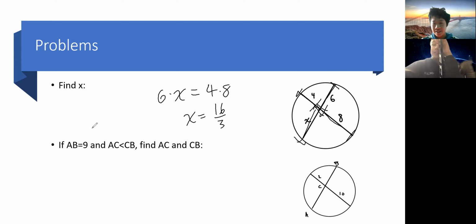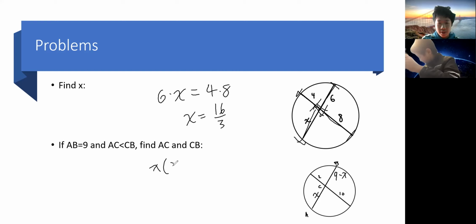Okay. Next one, AB equals 9, and we want to find AC and CB. So you would have to set a variable as x. Let's say AC is x. Then CB has to be 9 minus x, right? Because when you add them together, they make a total length of 9. And now you can use the power of a point formula.